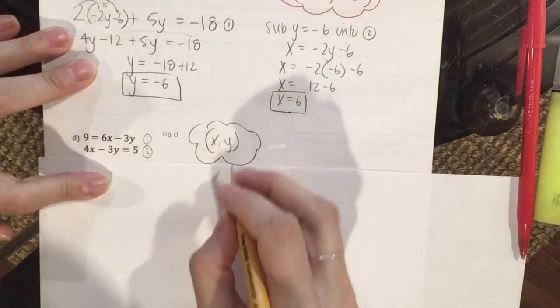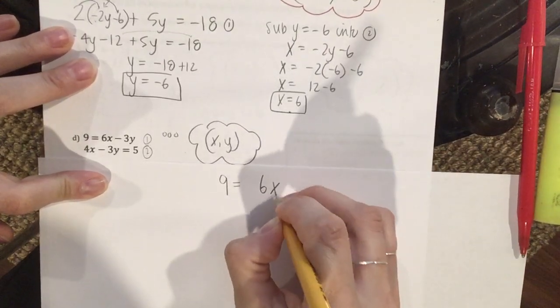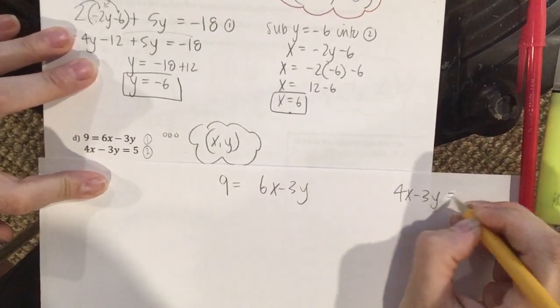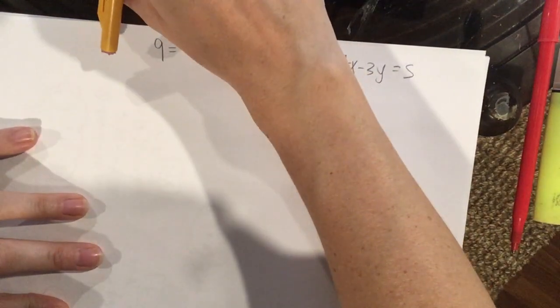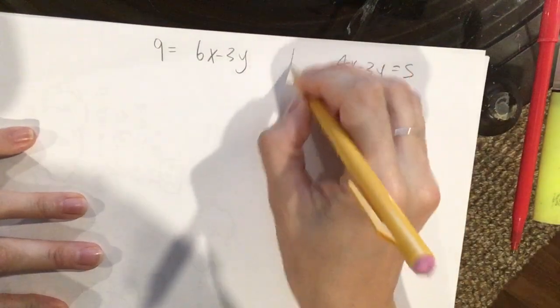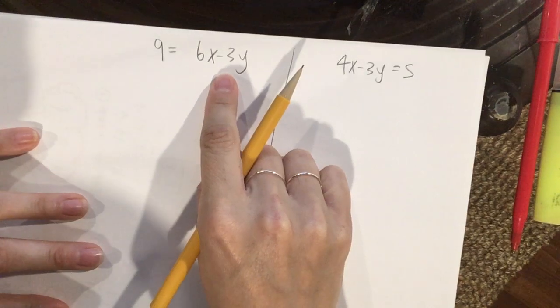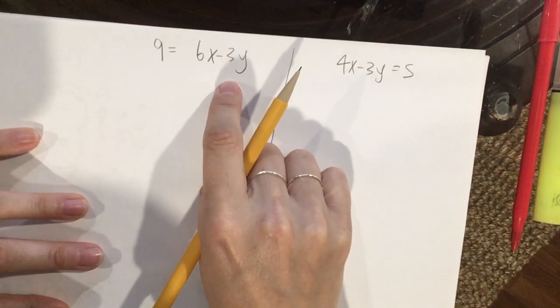So I'm going to show you what I mean. I'm just going to rewrite this here where you can see it a little better. So 6x minus 3y is equal to 9, and 4x minus 3y is equal to 5. Okay, so I just want to show you something here and then we'll go back to the actual example. Because what we're going to have to do when we make this decision is decide which of these variables is easiest for us to get by itself. So we really need to put some thought into this ahead of time.